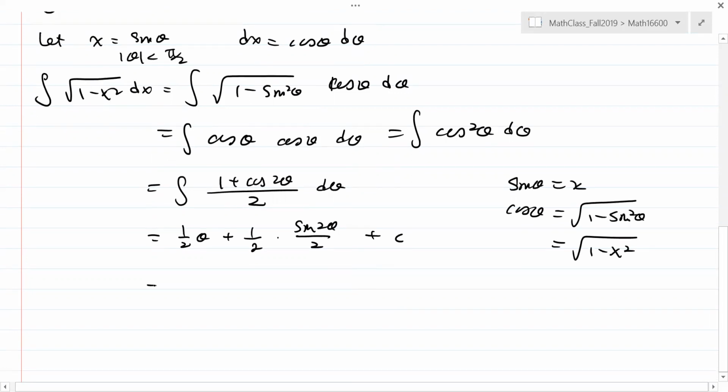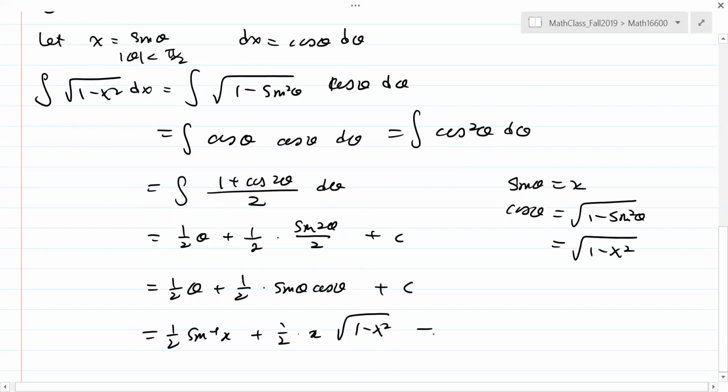So let's rewrite it again. This is a half. Sine 2 theta is going to be 2 sine theta cosine theta, divided by 2, so the 2 cancels out. That's the first step. Then everything's fine now: theta is arcsine x, sine theta is x, and cosine theta is the square root of 1 minus x squared.